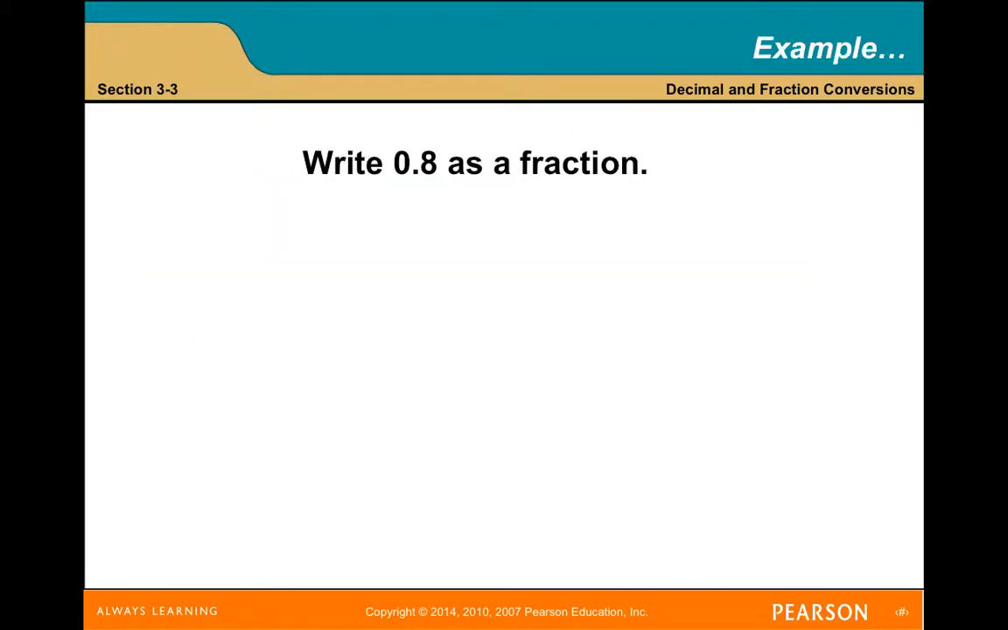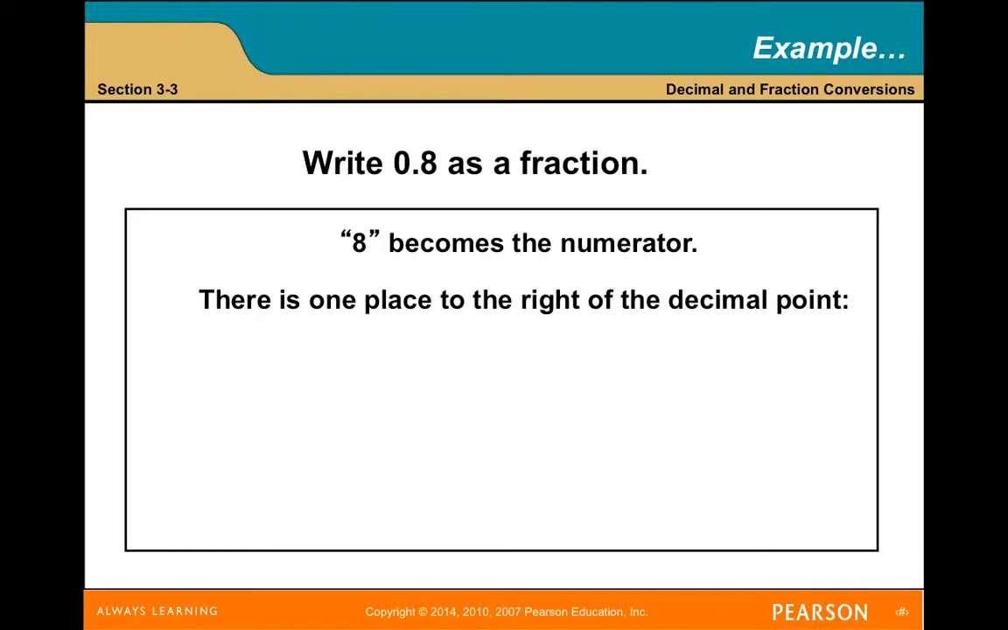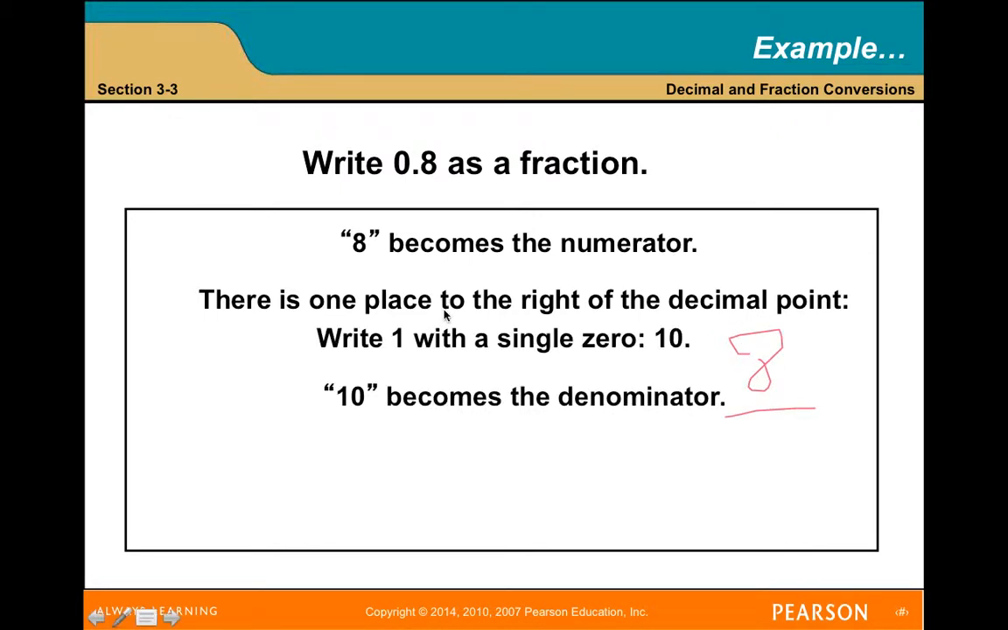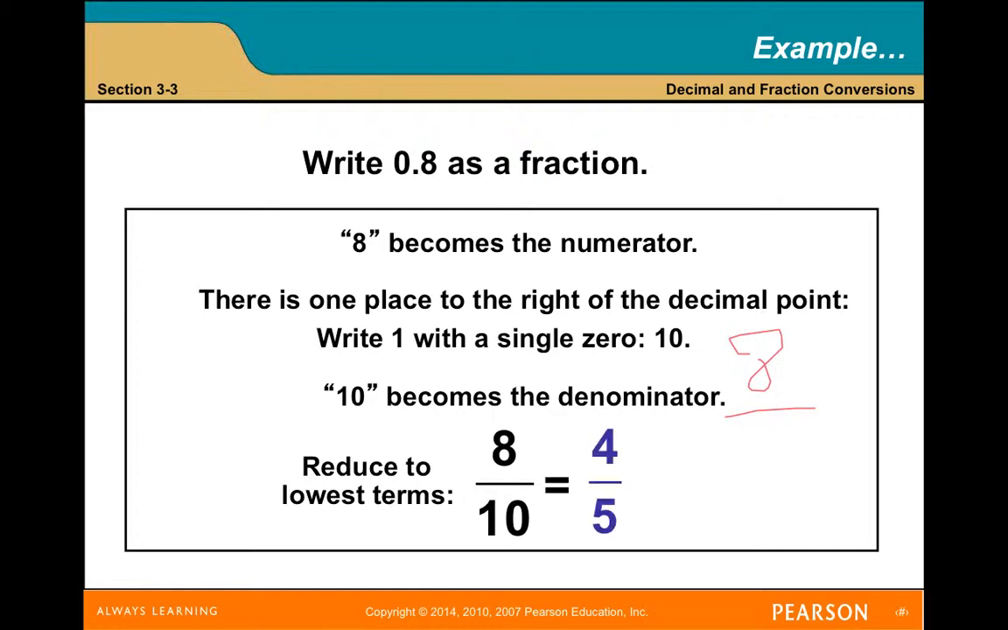So here, the example is to write 0.8 as a fraction. The 8 becomes the numerator, which means that we put it up top, right? There's one place to the right of the decimal point. Write 1 with a single 0, 10, and then 10 becomes the denominator. So then it's 8 over 10, which of course can be reduced. Reduce to lowest terms, it equals 4 over 5.